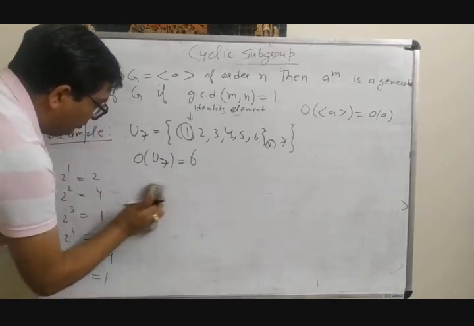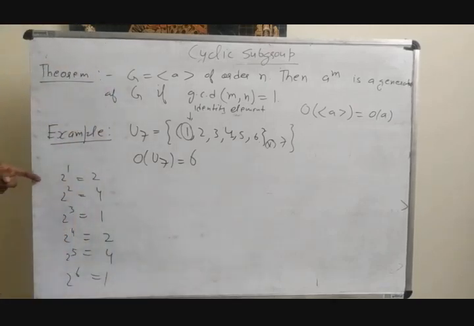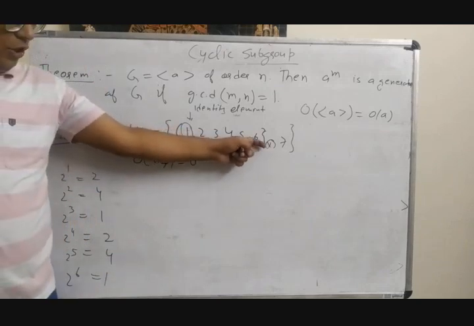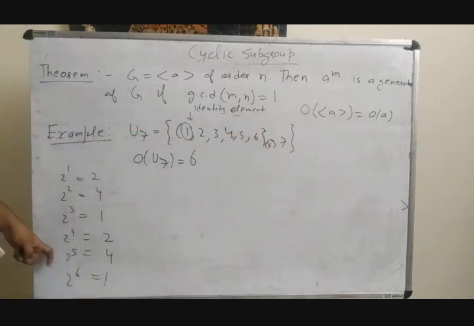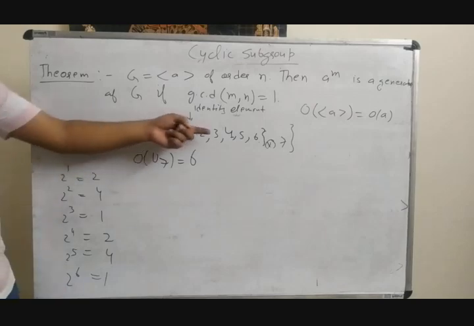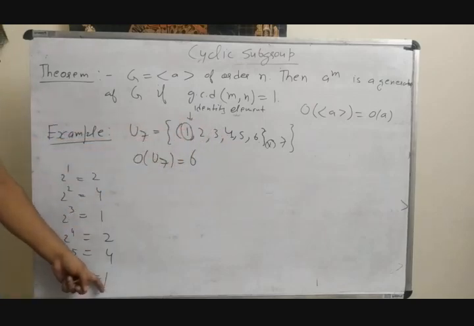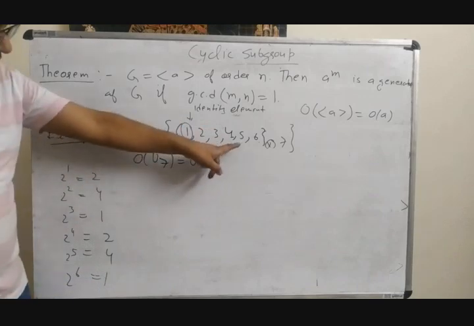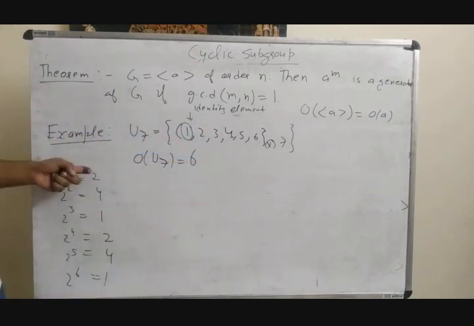So from here what we observe is that all the elements of this particular set cannot be generated with the help of 2, because here is the element 3, we do not find 3, and the element 5, we do not get 5. So 2 cannot generate it.